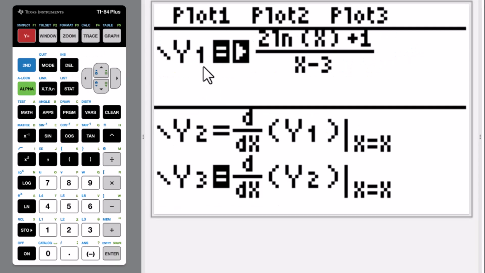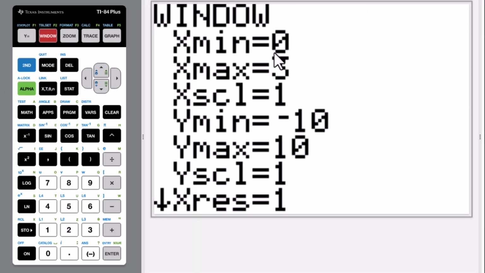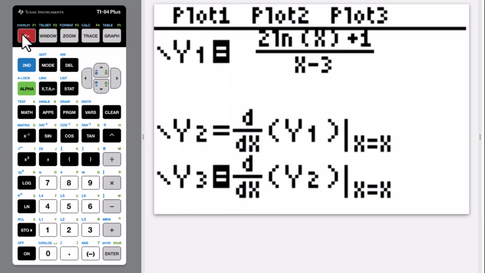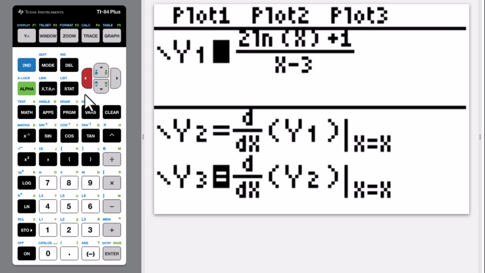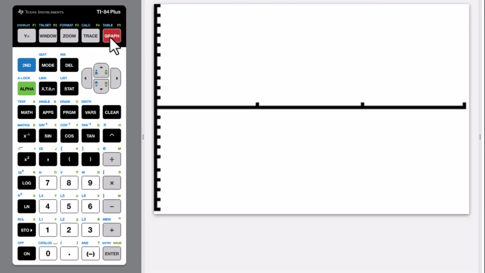Now we put y1 as f of x, y2 as f prime of x, and y3 as f double prime of x. Go to window. Domain is from 0 to 3, so scale is 1. For the y, I just use negative 10, 10, 1. I will change if necessary. Go back to y1. I need to draw the graph of y3, not y1, so unhighlight the y1 and y2 graphs.